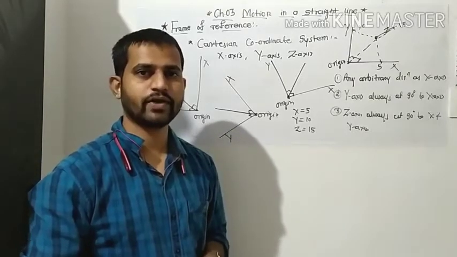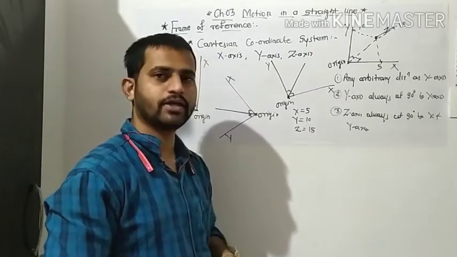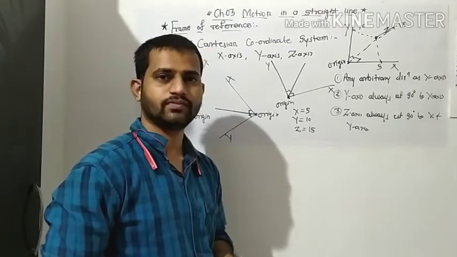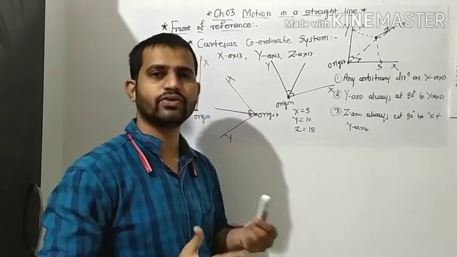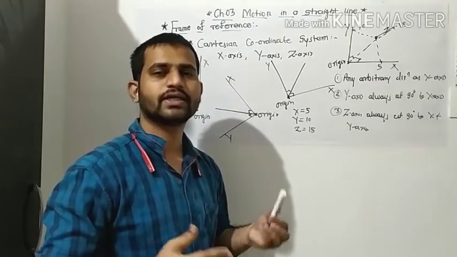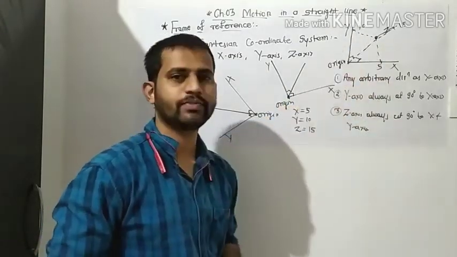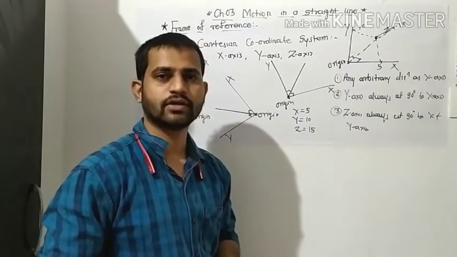Okay, if we are given x is equal to 5, y is equal to 10, z is equal to 15, then we can easily locate that point at that position, because we know where x is equal to 5, y is equal to 10, z is equal to 15 is. Okay, we know about this location.